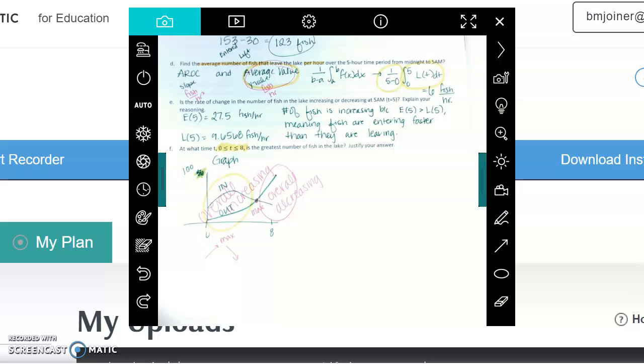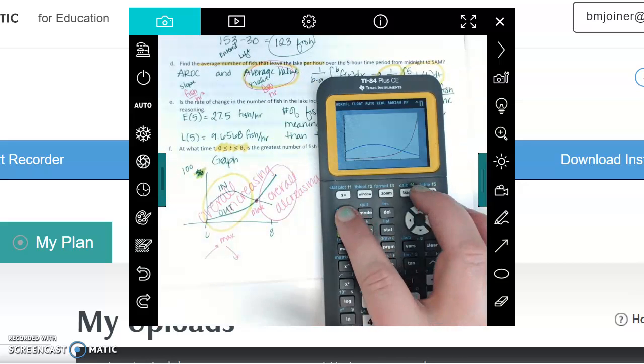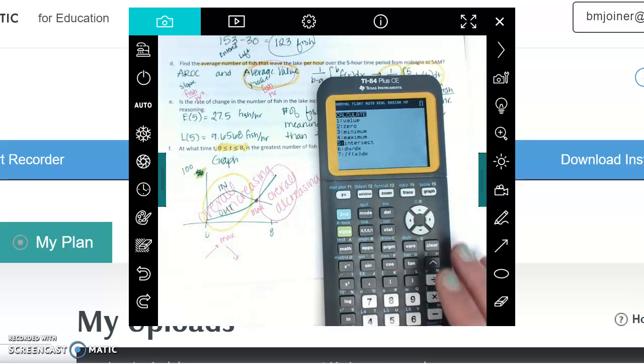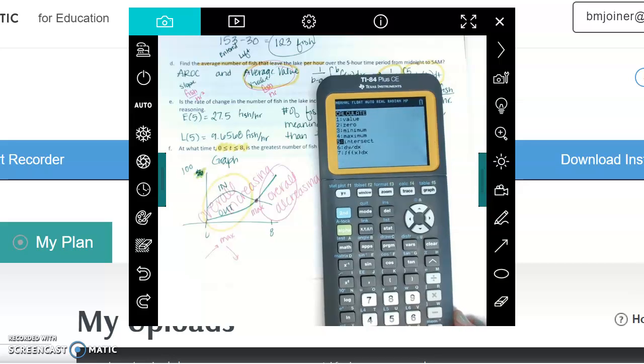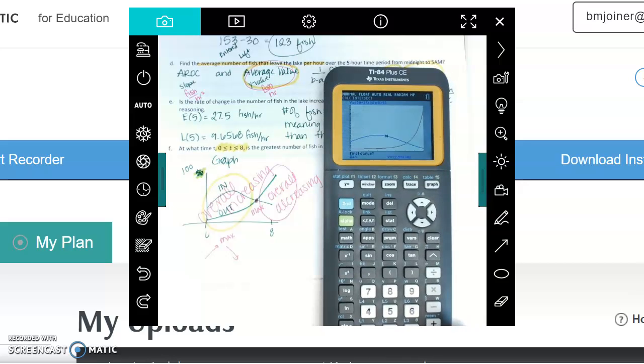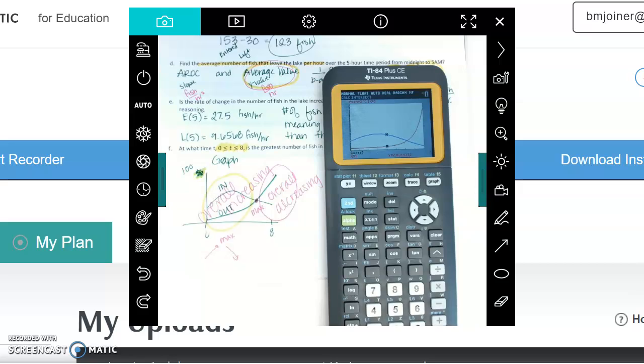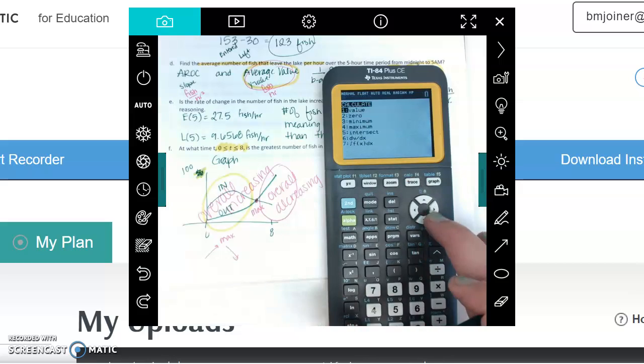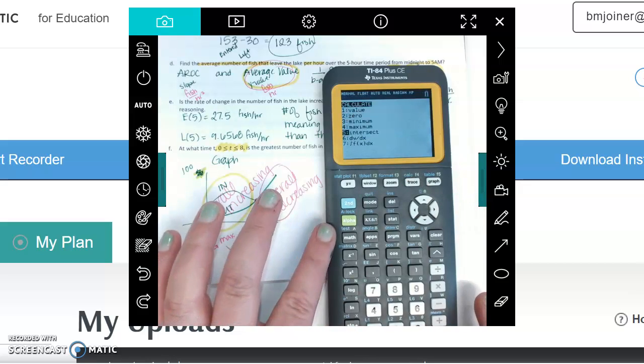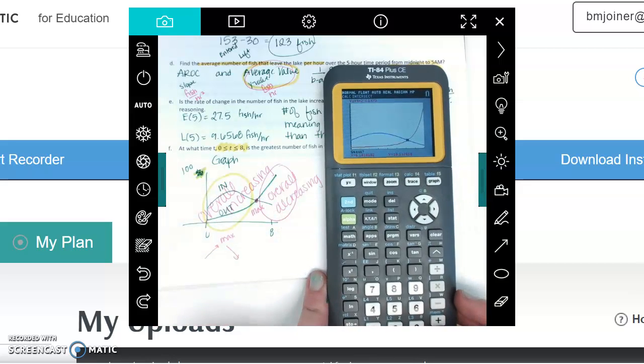Okay, so let's find the point on the calculator. You're doing second trace. Option number 5 is intersect. And then enter, enter, enter. And it'll tell you your intersection point. Yep, 6.2035. So second trace, option 5, and then enter 3 times.